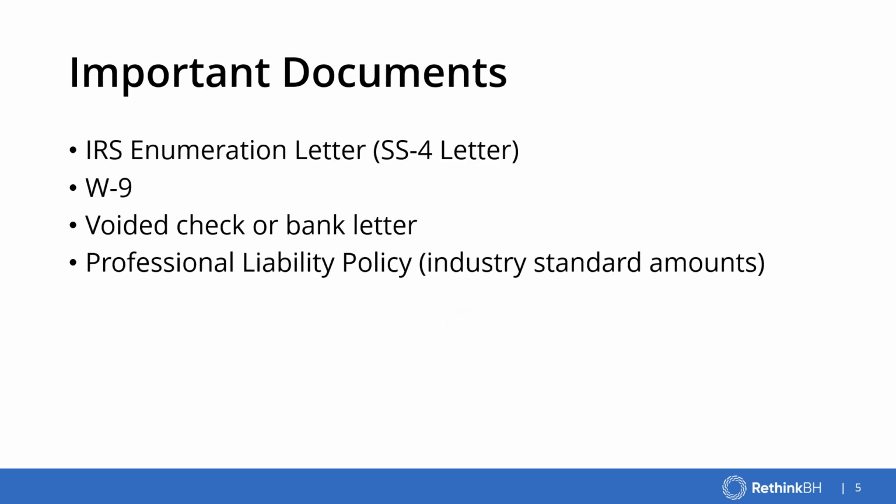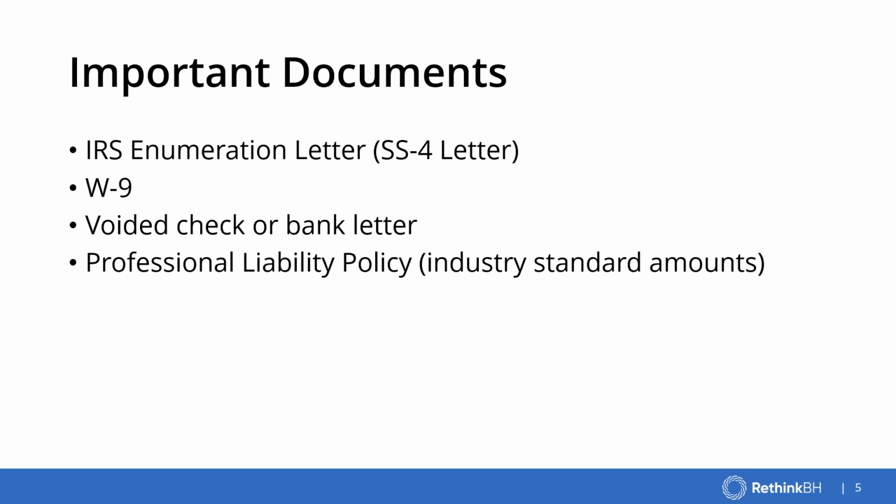So you may wonder, what type of documentation do I need to have on hand to apply to the network? So for this, first off, you'll want to, if you haven't already, apply to get a federal employer identification number. You will receive an IRS enumeration letter, also called an SS-4 letter. And this is a letter that will assign you your EIN tax ID number. And it also will list the legal name of the business associated with that number, based on the information you entered on the initial application to the IRS.